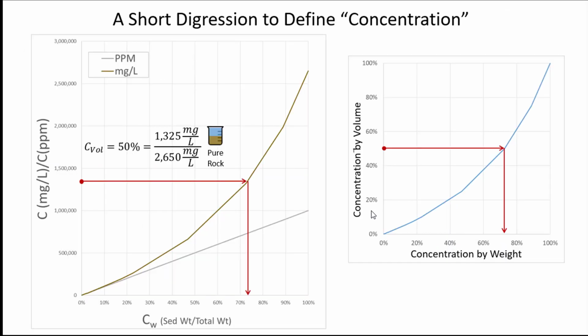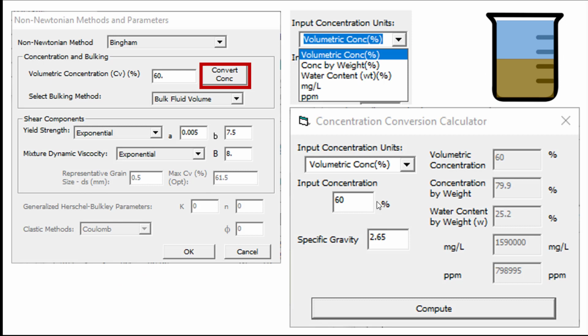Now, that matters because you have to put in concentration by volume, which means you have to compute concentration by volume. You might have it in milligrams per liter. You might have it in parts per million. You can't use any of those. You have to use concentration by volume. And it has to be in percent.